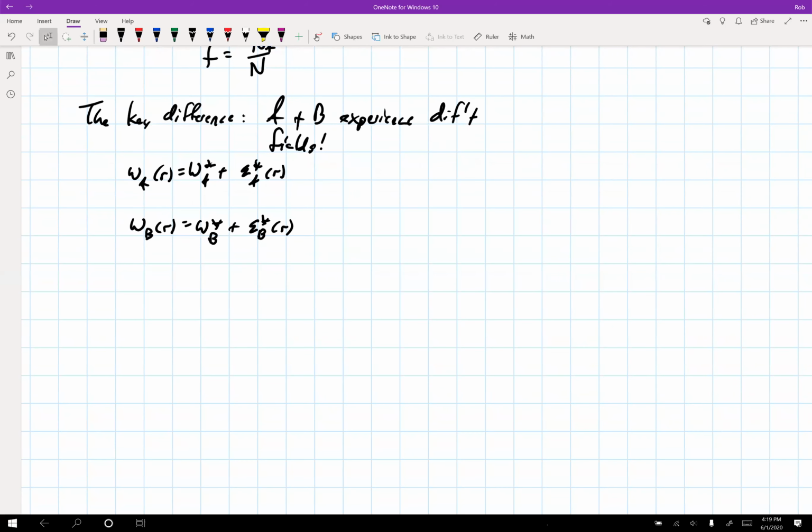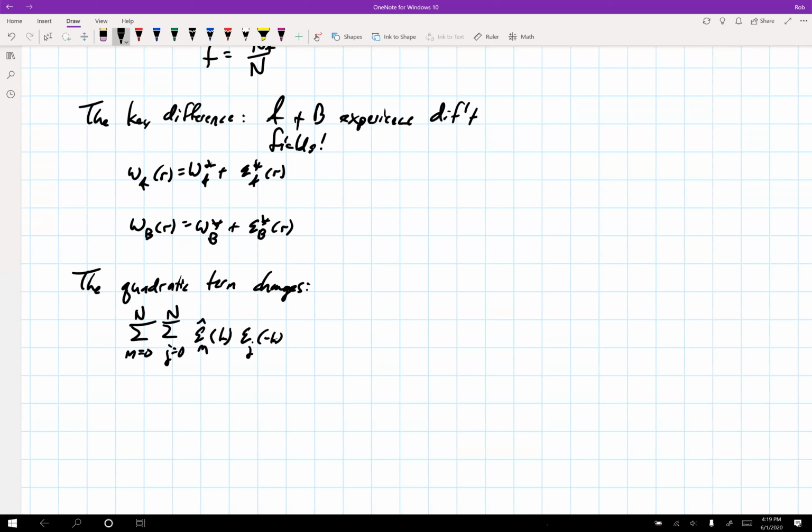All right, and so everything that we talked about above basically proceeds the same way, except that quadratic term, the thing that we slowly took apart to be able to solve it, is now going to depend on the fields. Right, so the quadratic term changes. And the key thing that changes is that we have the sum from m equals 0 to n, sum j equals 0 to n, and epsilon hat of k. This now depends on m. It depends on where we are on the chain. Then e to the minus k squared b squared over 6 times m minus j.